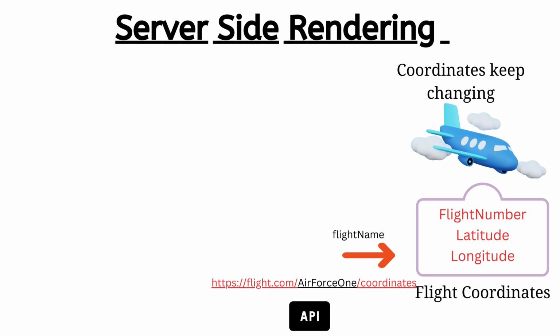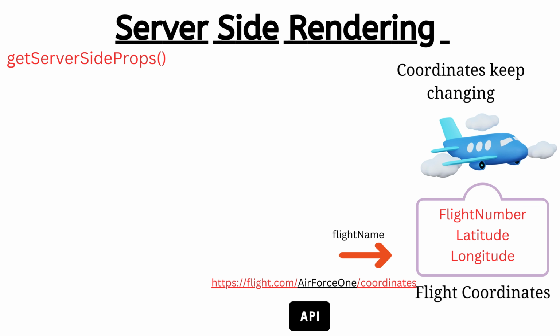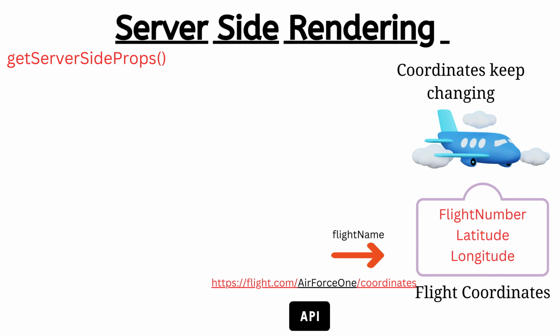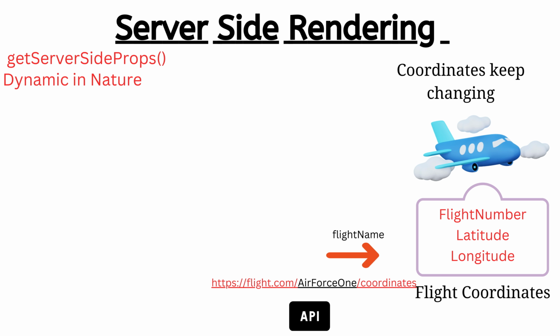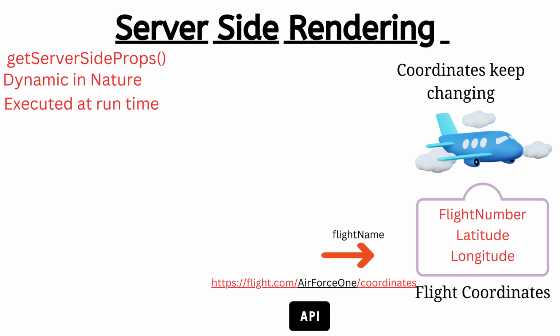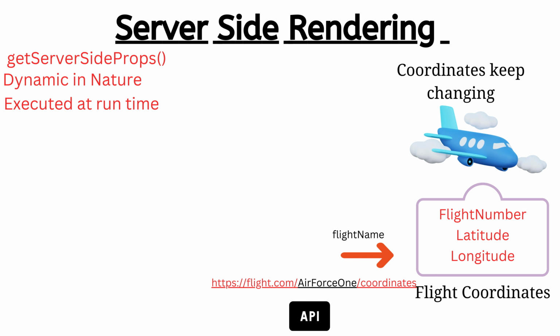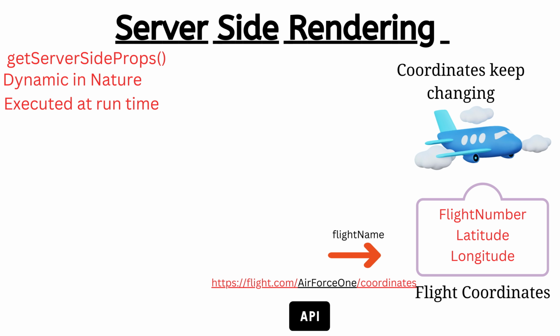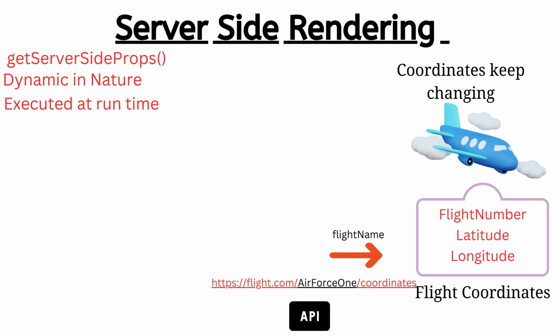To use server-side rendering, there is a method in Next.js called getServerSideProps. Since the data is dynamic in nature, it will be executed at runtime instead of build time, because you don't know the current coordinates when we build the application. So we don't know the current coordinates of the flight.